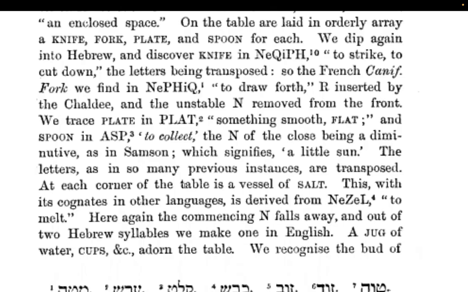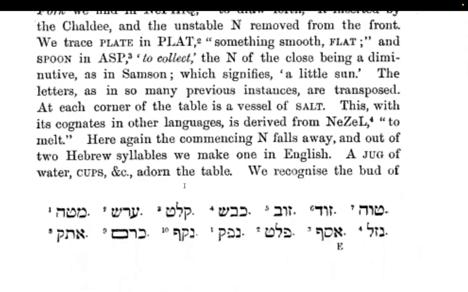We trace plate to plate, something smooth, flat, and spoon in asp to collect, the N of the close being diminutive, as in Samson, which signifies a little man, or sorry, a little son. The letters, as in so many previous instances, are transposed.